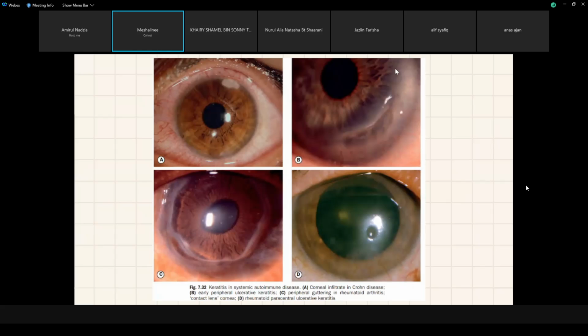If you see in the pictures, picture B is an early peripheral ulcerative keratitis, and you can see there's a crescentic ulceration, like a moon-shaped ulceration, with an epithelial defect. And in picture C, that is the advanced disease resulting in contact lens cornea. And the last picture is how a rheumatoid paracentral ulcerative keratitis looks like.